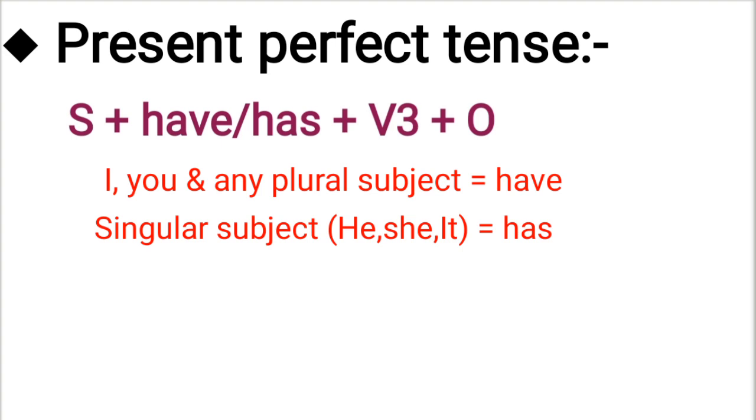Don't be confused. Let me repeat once again. If the subject is I, you, or any plural subject like we, they, people, my friends, etc., so simply use have as a helping verb. But if the subject is singular like he, she, it, or any name, for example, Mayur, Dinesh, Shreya, etc., so use has as a helping verb with such subjects.